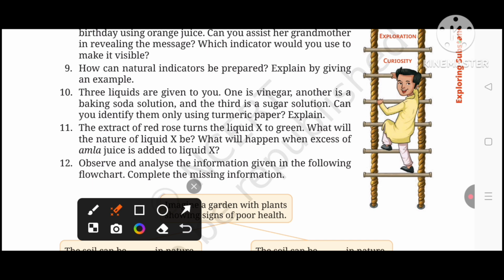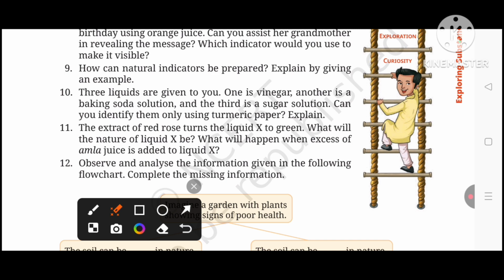Amla juice is acidic in nature. By adding excess amla juice, the basic nature of the solution will get converted into acidic in nature. And so what will happen when excess amla juice is added to the liquid X? It will change its color from green to red.